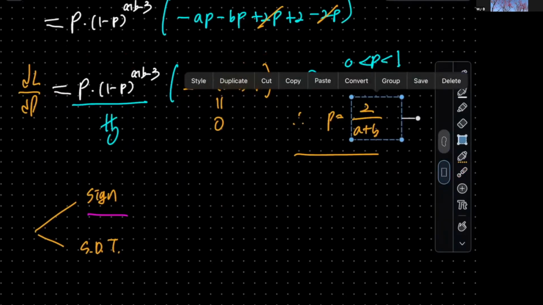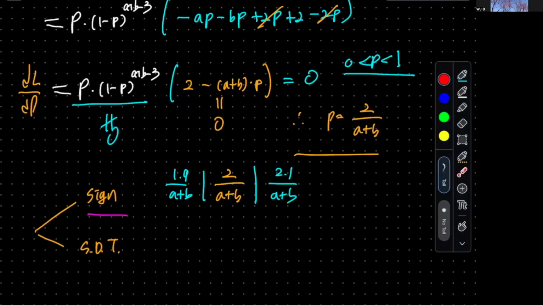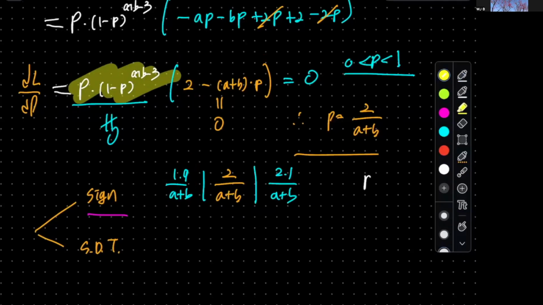For the sign diagram, what you've got to do is try the values in the neighborhood. So maybe I would put 1.9 over (a + b) and then 2.1 over (a + b). Why not? If I put, for example, 1.9 over (a + b), that's going to make it positive, because 1 − p, whatever the probability is, is positive. So these two terms are insignificant. I know p is between 0 and 1, so these two terms are always positive, no matter what.